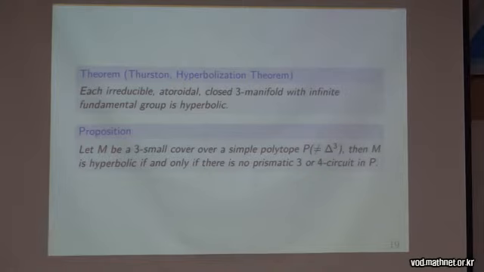So using this proposition, you actually do not need to use Andreev's result, right? Yeah, because originally, if there's no prismatic 3 or 4 circuit, then the polytope is a right-angled hyperbolic polytope. Then it's hyperbolic, it's obvious. But here we don't need to use that. We can use Thurston's theorem instead. In fact, if it is irreducible and atoroidal with infinite fundamental group, then we can also prove it's hyperbolic.